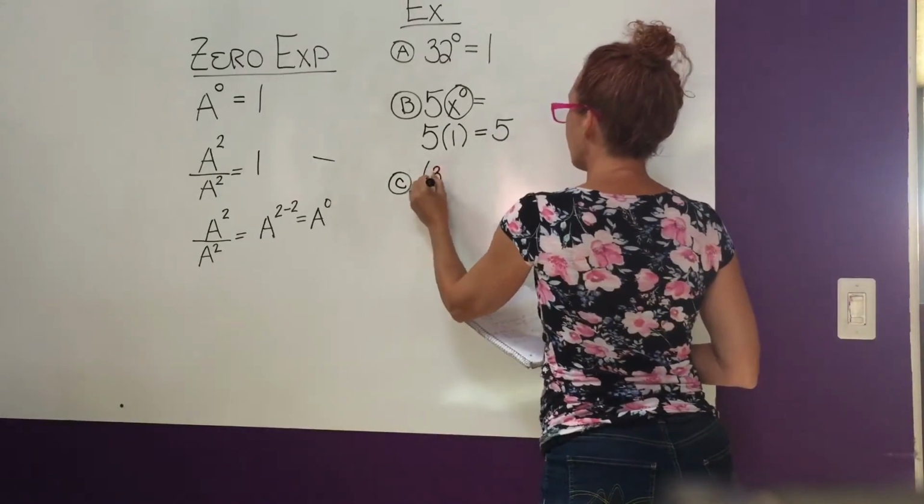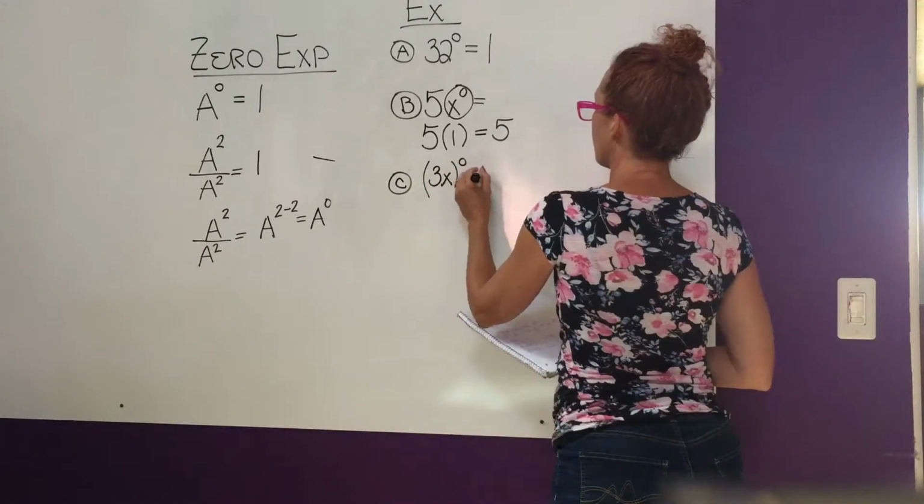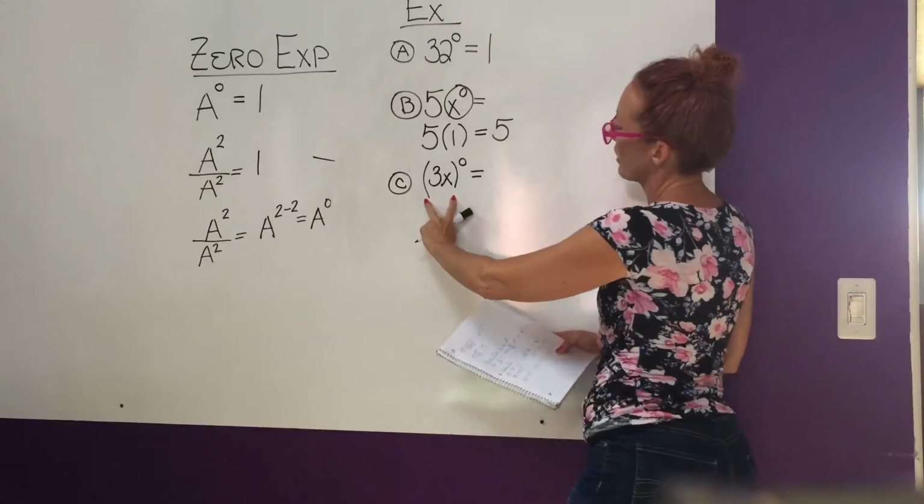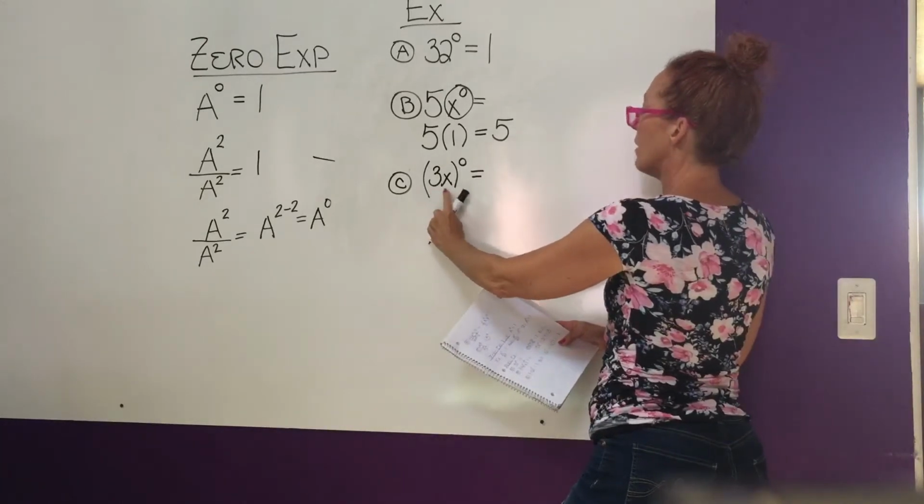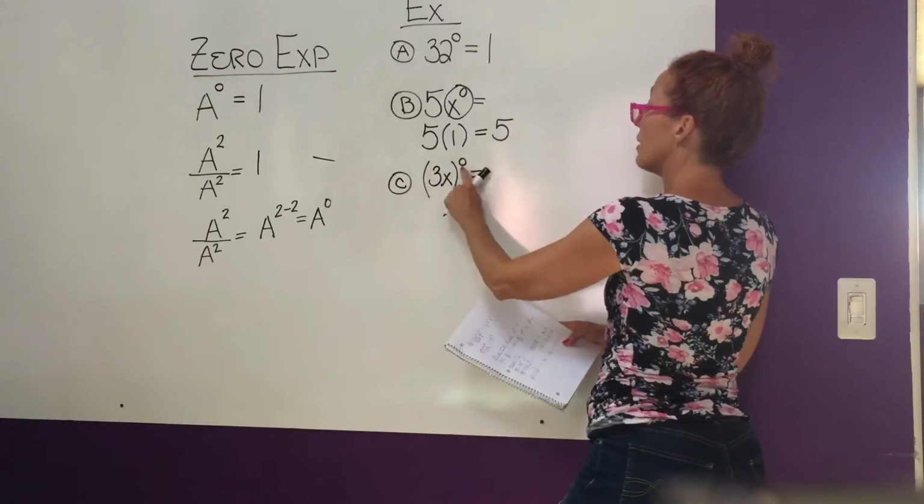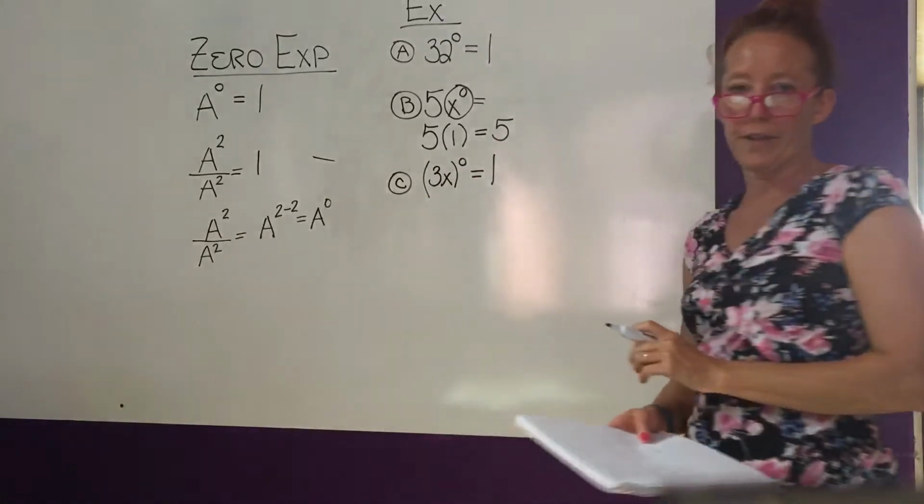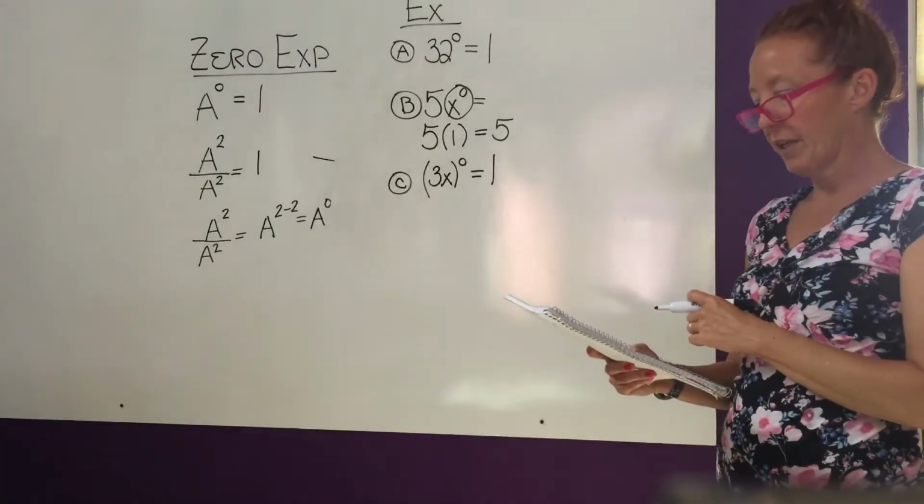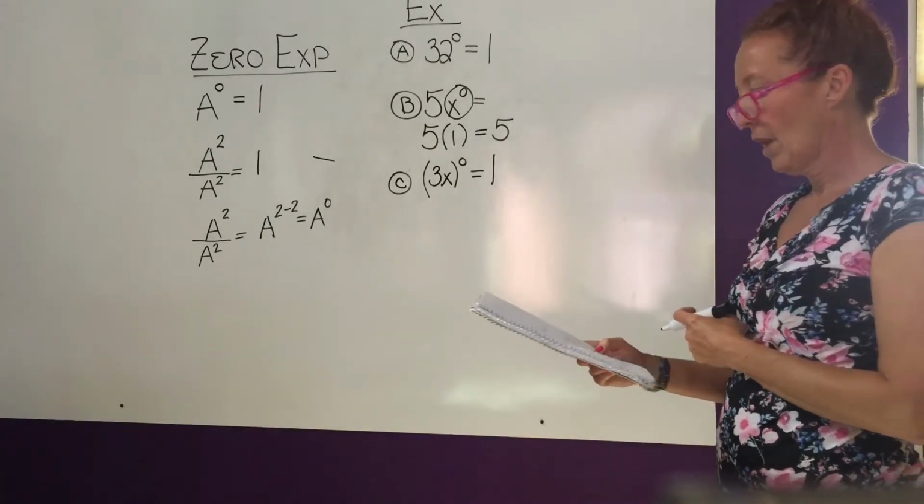So now we have 3x to the 0 power. Okay, so now I have parentheses. So that means that both of these items are within that parenthesis and the whole thing is to the 0. There's the difference. So you really have to watch for your parentheses.